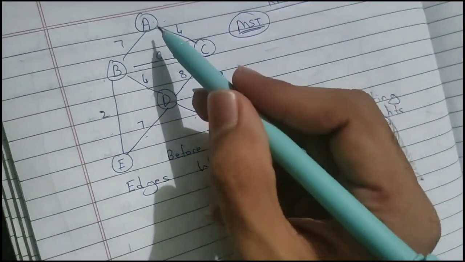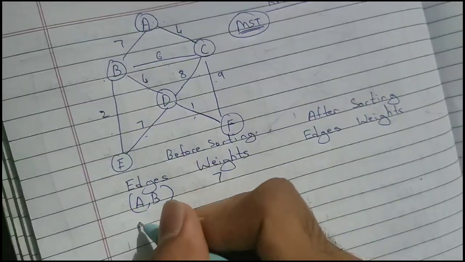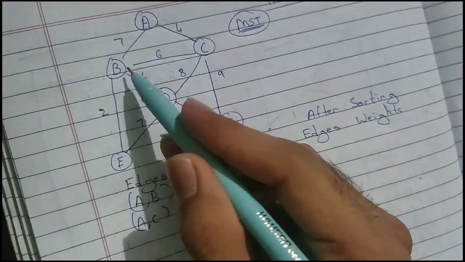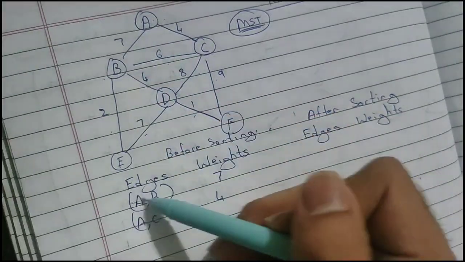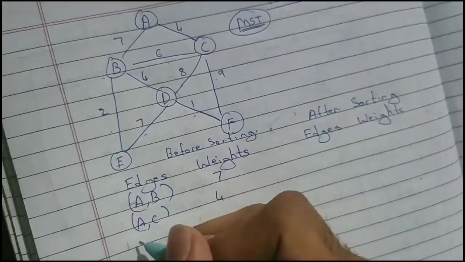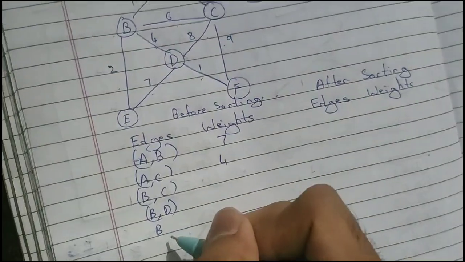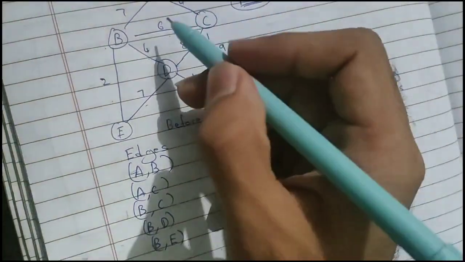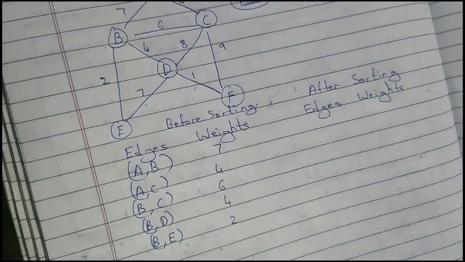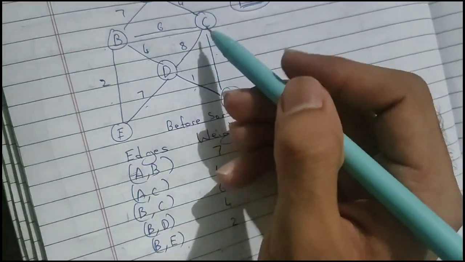Okay, so let's start from A. So we can take A to B and A to C. We have A to B with weight 7, A to C with weight 4. Okay, we are done with A. Now let's look at B. Now B comma A and A comma B are the same thing, so we won't look at that. We'll take, however, B comma C, B comma D, and B comma E, and their weights are 6, 4 and 2 respectively. Then after that we finish B.